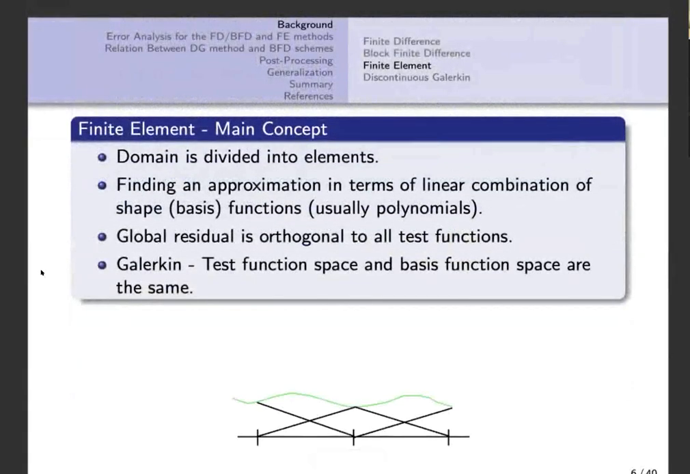So the main concept of the finite elements method is that the domain is divided into elements, and we are looking for an approximation of the exact solution in terms of a linear combination of shape or basis functions. Those functions are usually taken as polynomials, and that's what we will do as well. The global residual is orthogonal to all test functions. This is how we get the linear equation system to be solved. And we will use the Galerkin method, which basically takes the test function and the basis function to be the same.